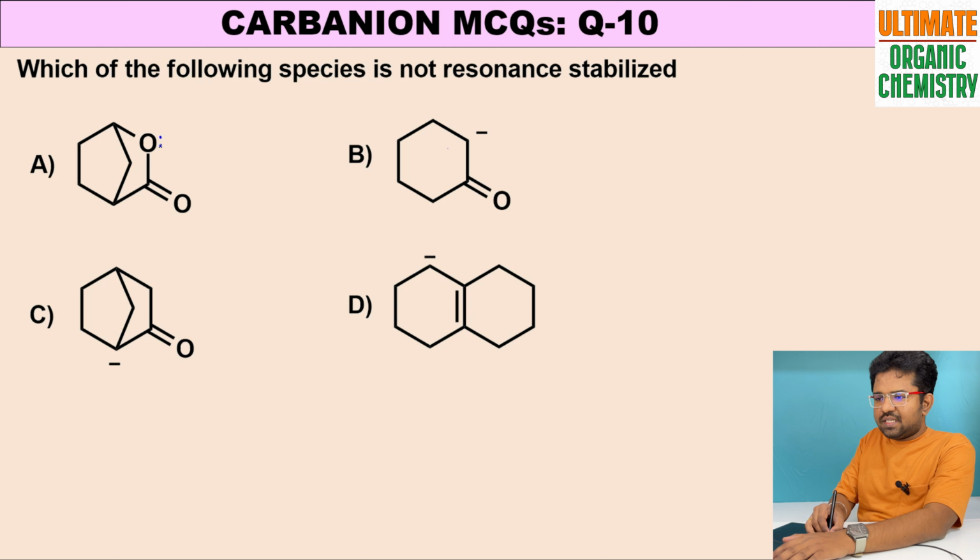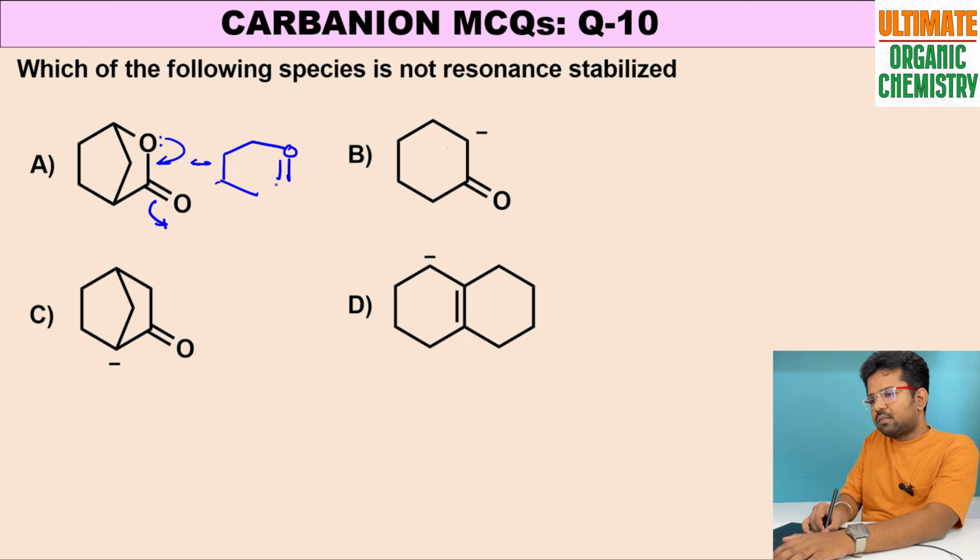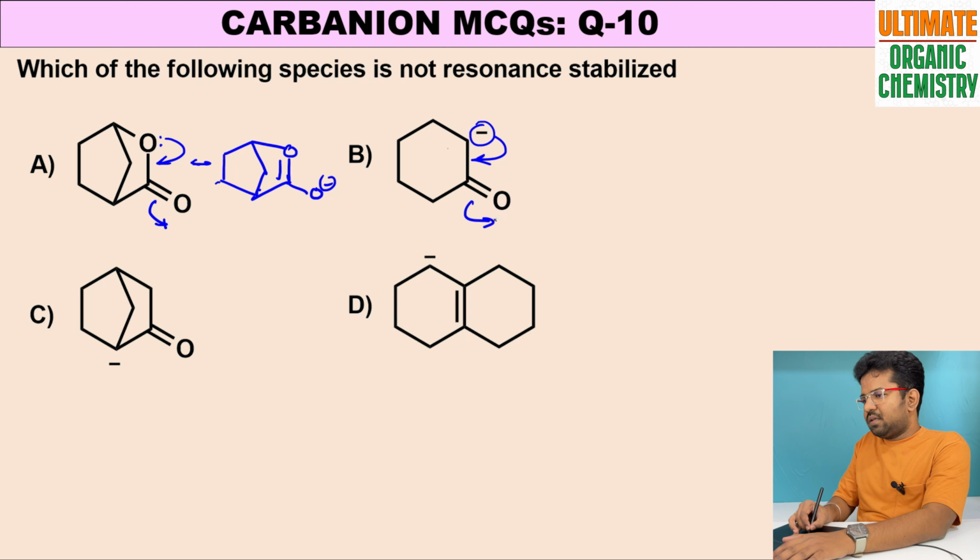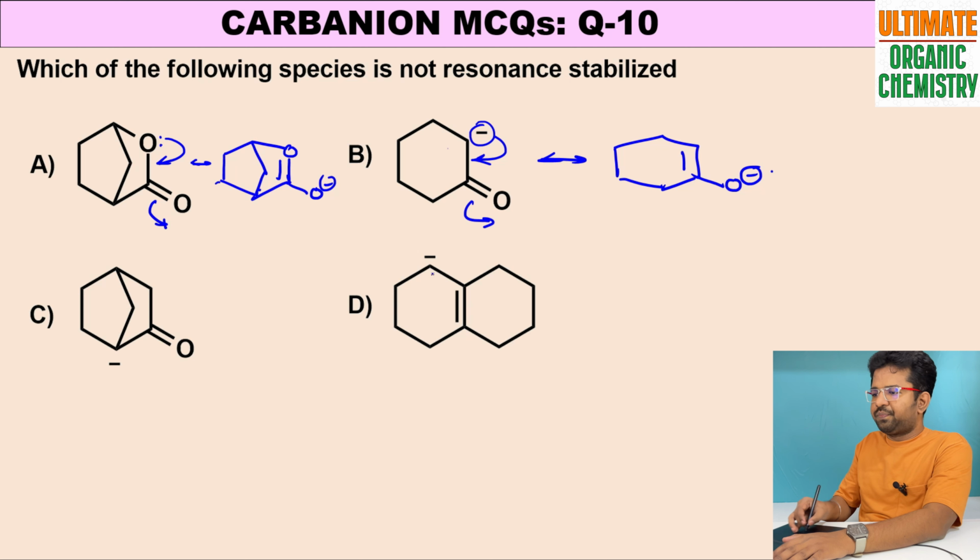The first species is an example of lactone. So this oxygen lone pair will come over here and this electron will move towards oxygen atom, and as a result you will get this resonance form. So this is resonance stabilized. Second case is an example of cyclohexanone derived carbanion. So this can be stabilized by resonance effect. As a result, you will get this resonance stabilized form.